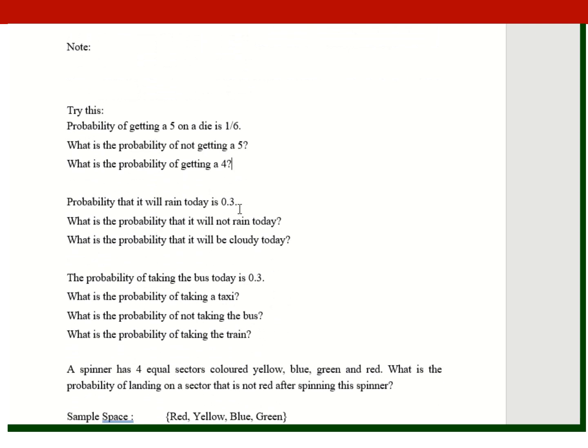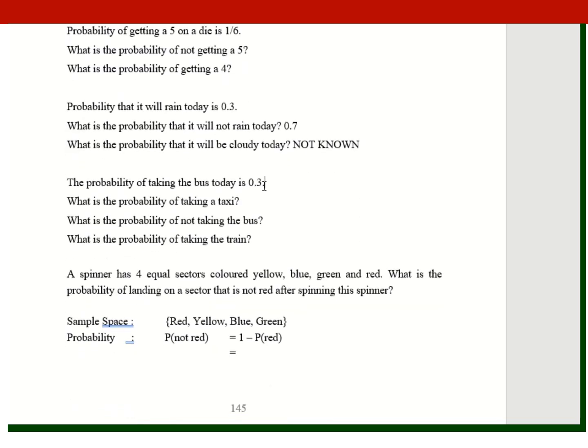Okay, the probability that it will rain today is 0.3. What's the probability it will not rain today? 0.7. What's the probability that it will be cloudy? Not known. You don't know what's the probability it will be cloudy, all right? Okay. The probability of taking the bus today is 0.3. What's the probability of taking the taxi?